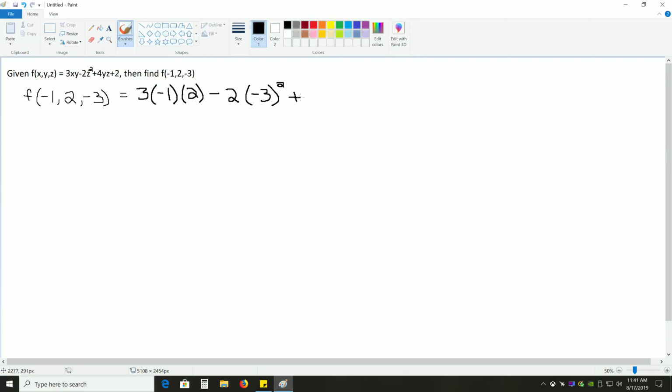We then want to add 4 times y is 2 times z is negative 3. And then we want to add 2 to that.